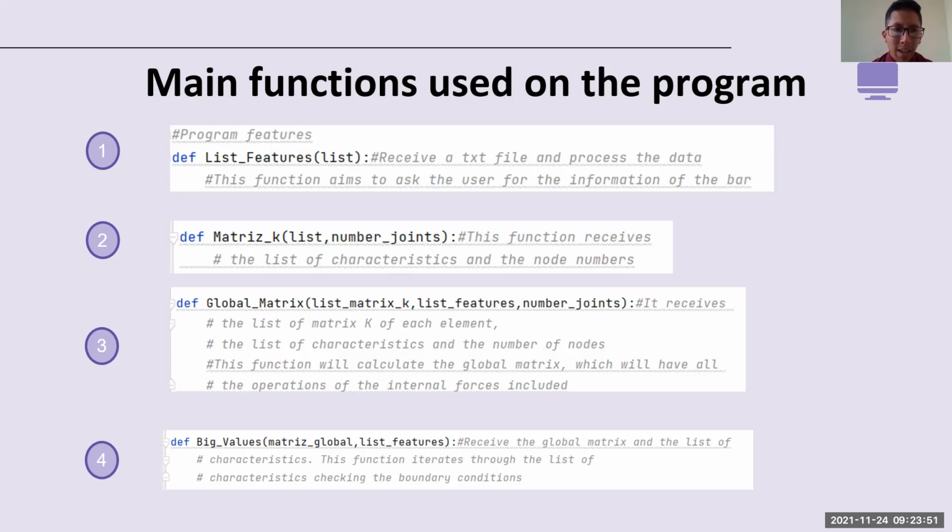Well, as you can see, a set of functions were created to run the program. The first function reads the data from the file and classifies. The second function creates the rigid tab of each element. The third function creates the global arrays. The fourth function locates the big values depending on the boundary condition.